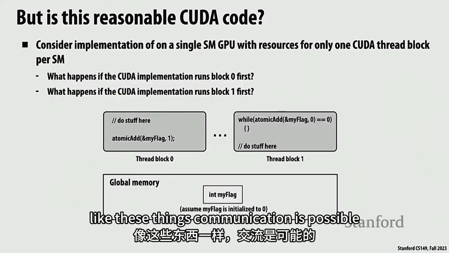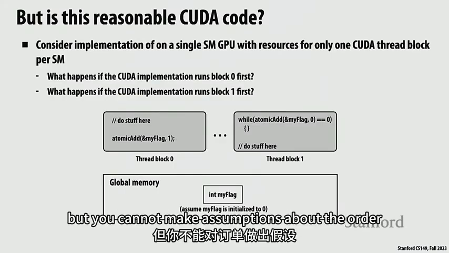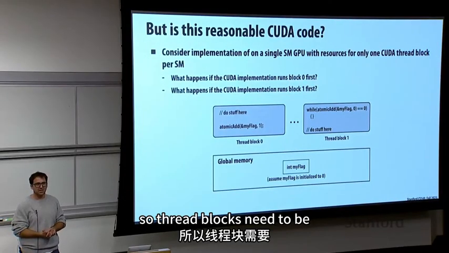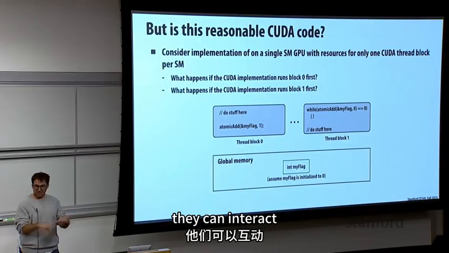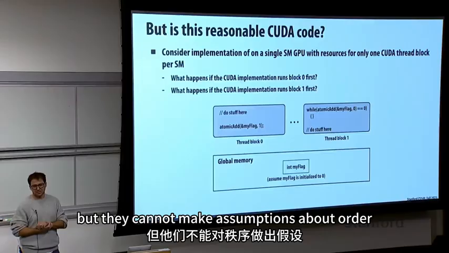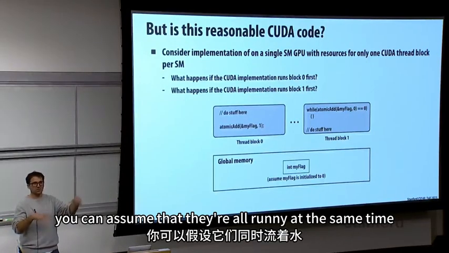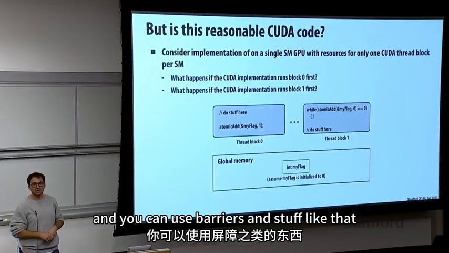So you see how there's a difference. Communication is possible, but you cannot make assumptions about the order in which stuff is done. So thread blocks can interact, but they cannot make assumptions about order. Whereas threads inside a thread block, you can assume that they're all running at the same time, and you can use barriers and stuff like that.